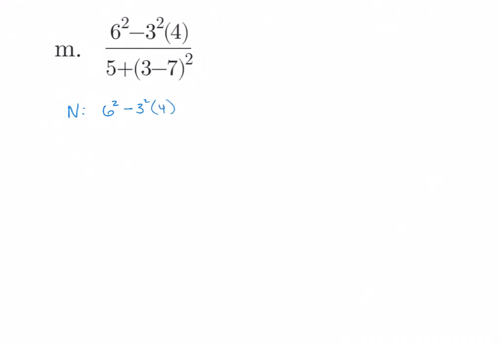All right, starting with exponents. We have 6 squared, which is the same thing as 6 times 6, that is 36, minus 3 squared, 3 times 3 is 9, and we bring down our 4. Our next step is to multiply, so we're going to get 36 minus 9 times 4 is 36, and 36 minus 36 is 0.